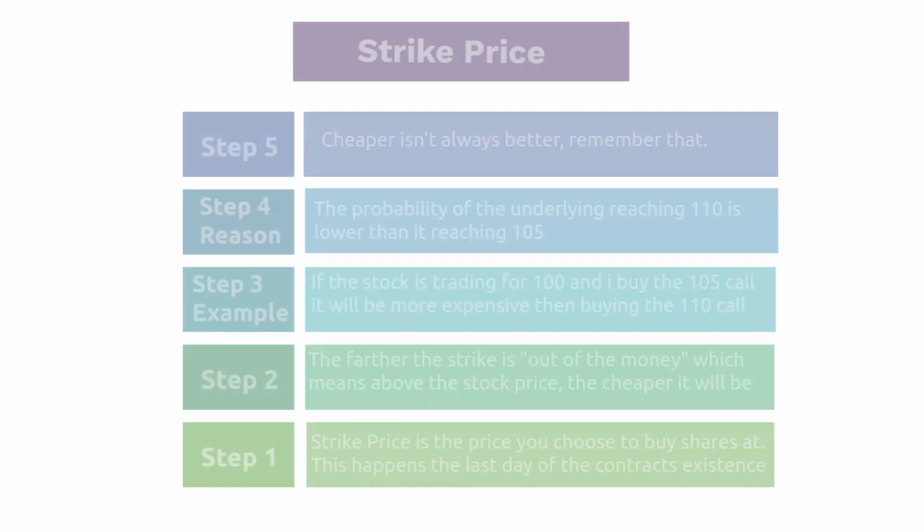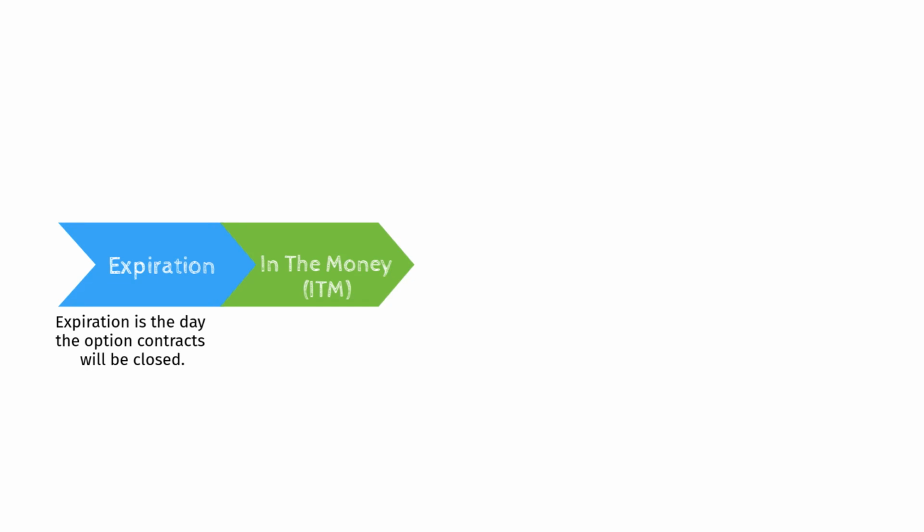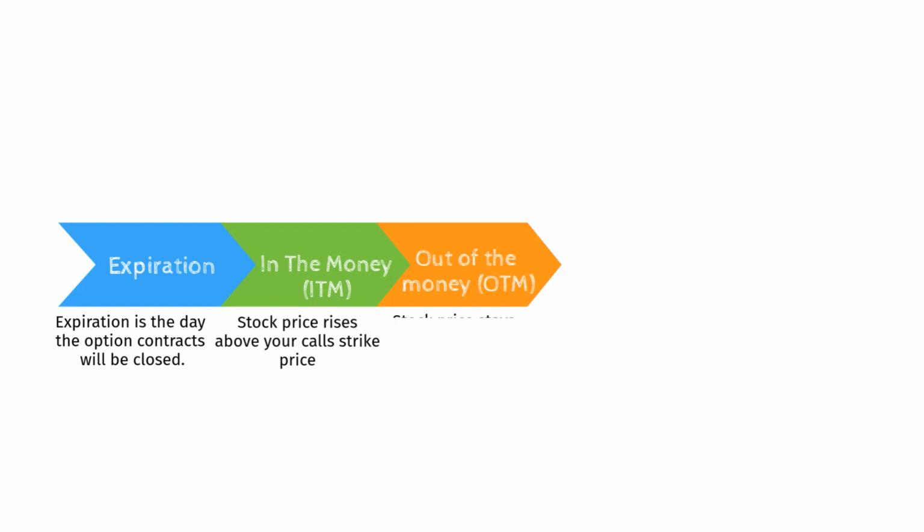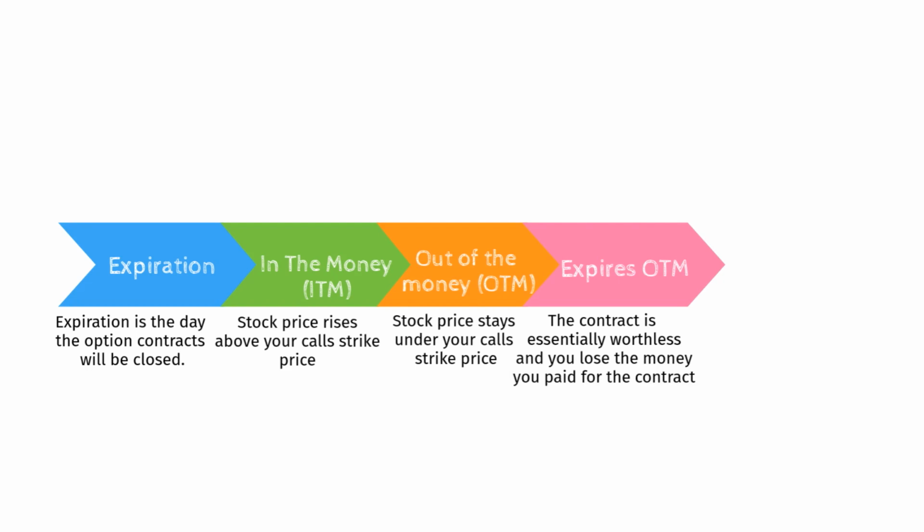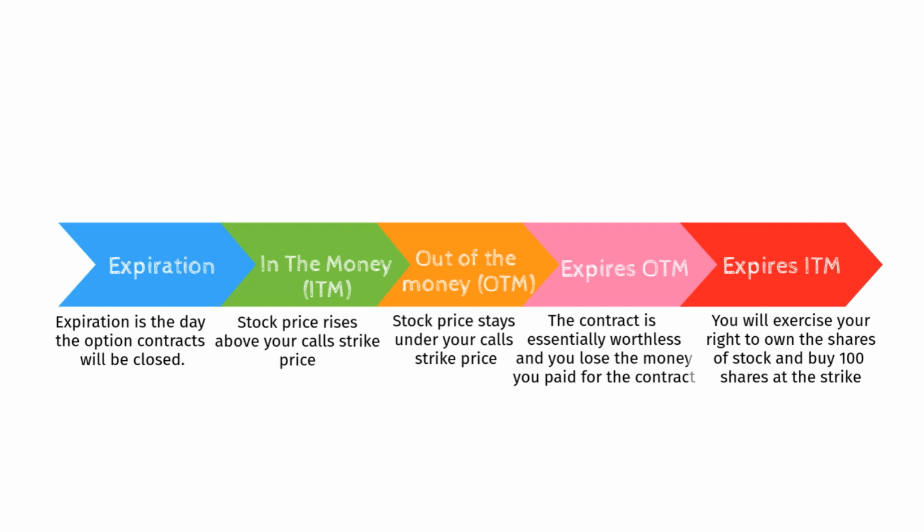Now let's get on to expiration date, the last term. The expiration date is when the contract will be closed. If your contract is in the money, which means the stock price rose above your strike, it will most likely be exercised automatically, which means you will receive the shares at the strike price for a profit, but speak to your broker to double check. If it's out of the money, which means it has not gone past the strike price, then it will expire worthless and you will essentially lose all of the money that you paid for the option.